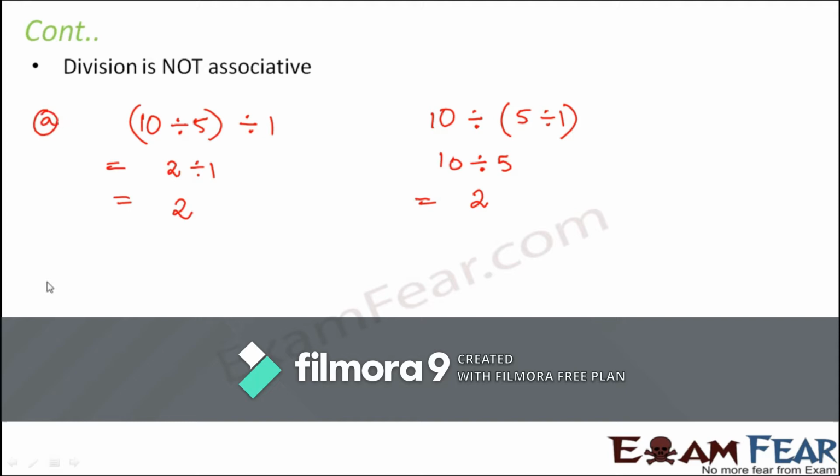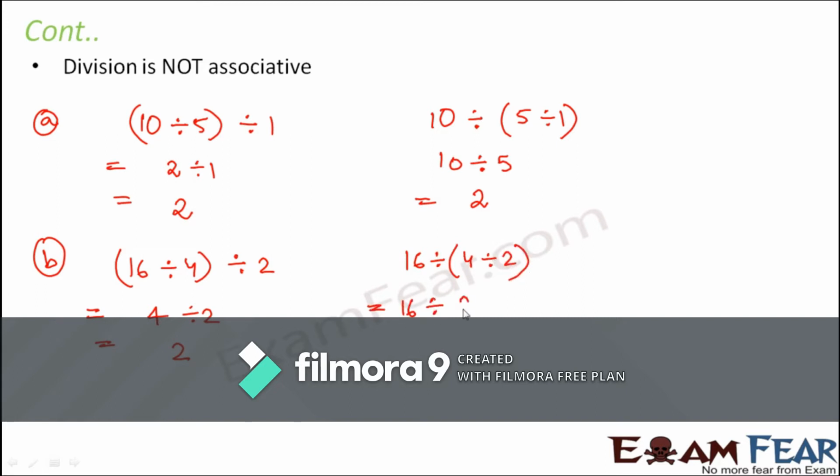So this is one example. Let us try it out with another example. So let's take this example: 16 divided by 4 divided by 2. So what do you get? 4 divided by 2, which is equal to 2. Now the same thing, let's perform it in this way: 16 divided by 4 divided by 2. So this is 16 divided by 2 and this is equal to 8. Oh, so now again you are getting different results.